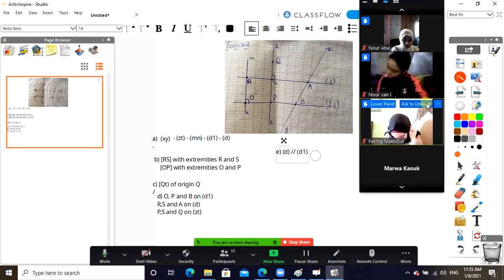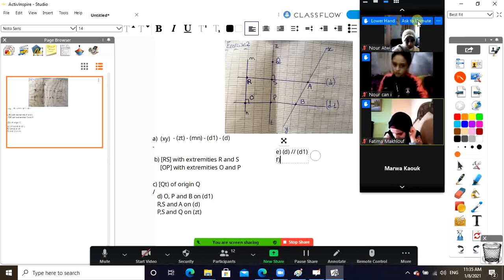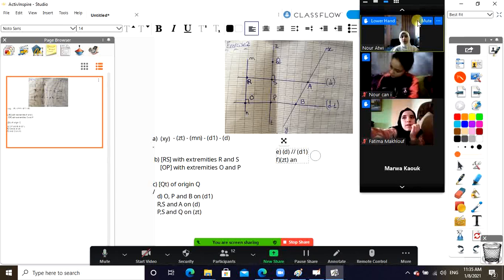Part F. 2 perpendicular lines with Noor Atwe. 2 perpendicular lines, ZT and D. ZT and D. Very good. Can you choose another one? MN and D1. MN and D1 also. Very good. Also, can you state another?